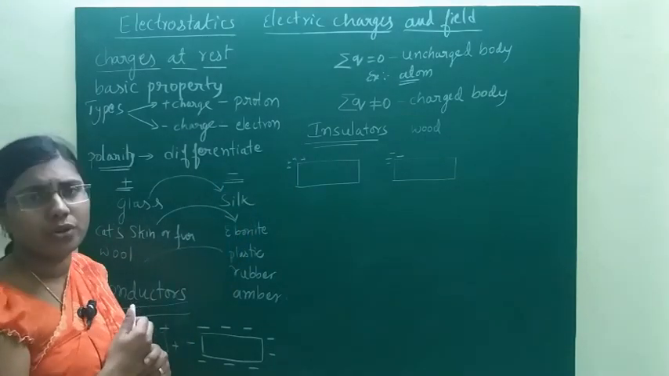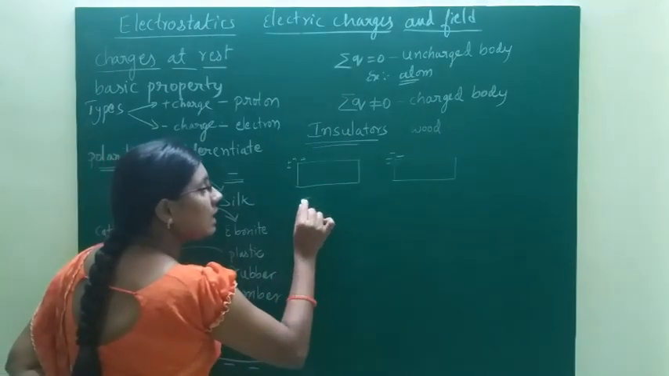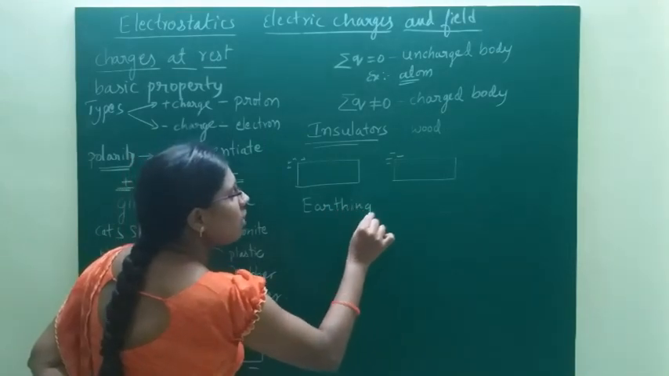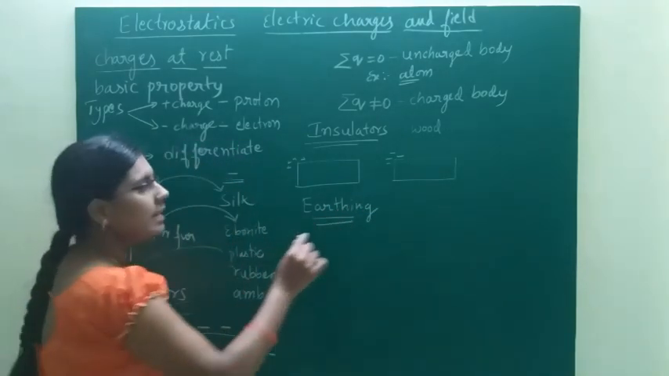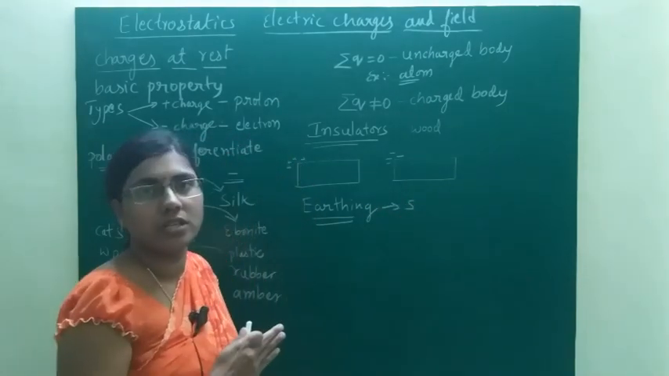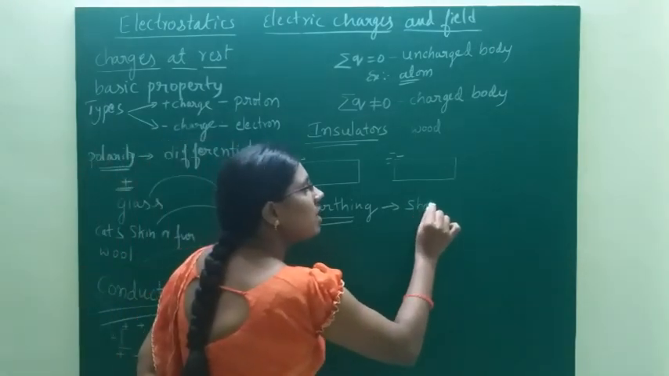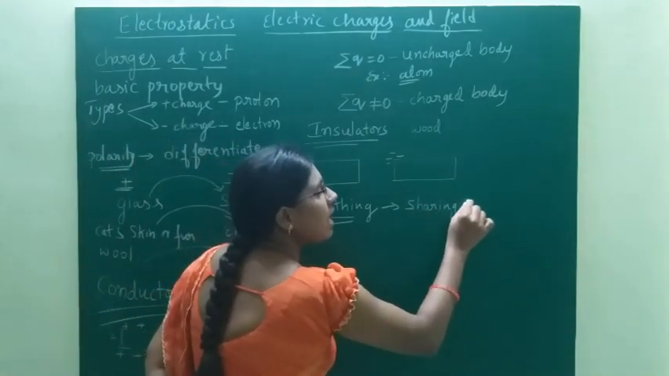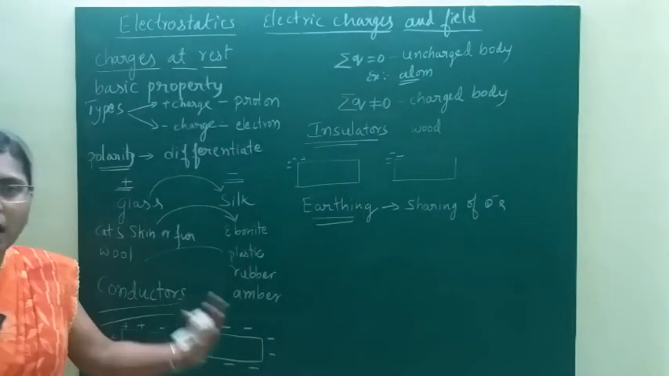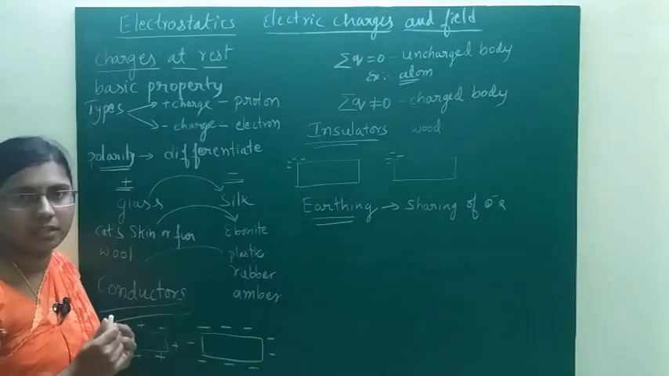Now, let me move on to the next concept, that is earthing. What is meant by earthing? Earthing is the sharing of electrons with the earth. Sharing of electrons with the earth is called earthing. How are electrons shared with the earth?